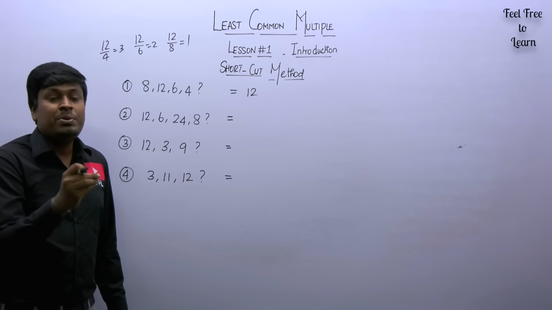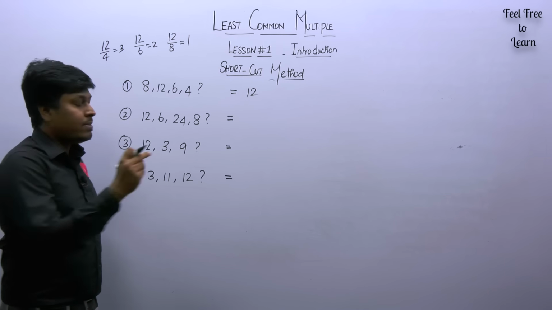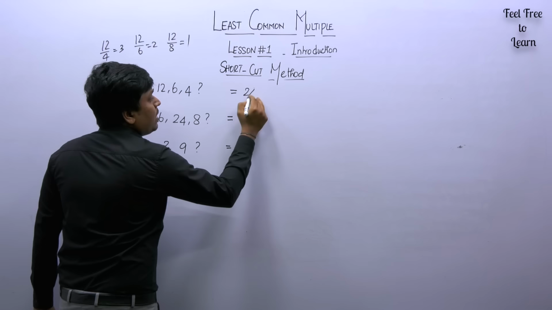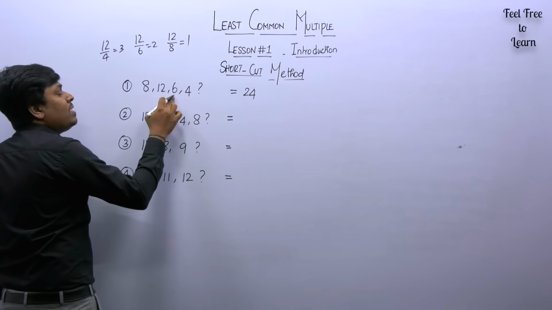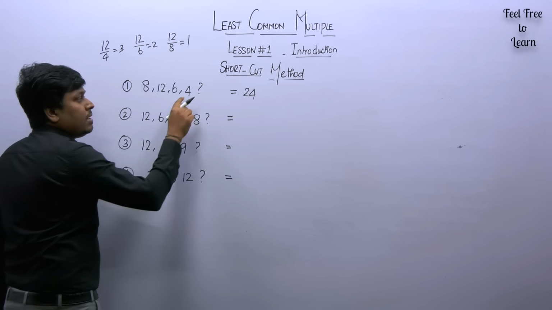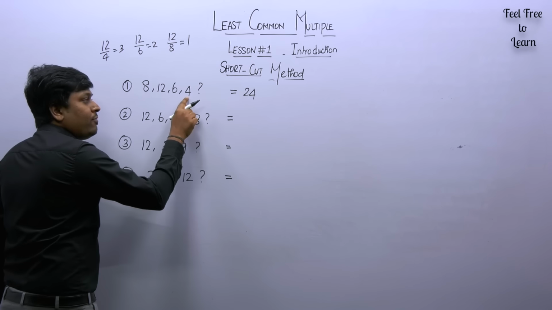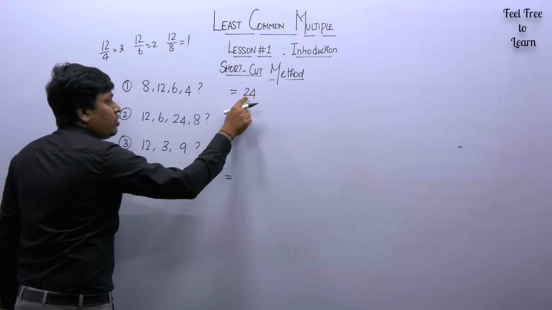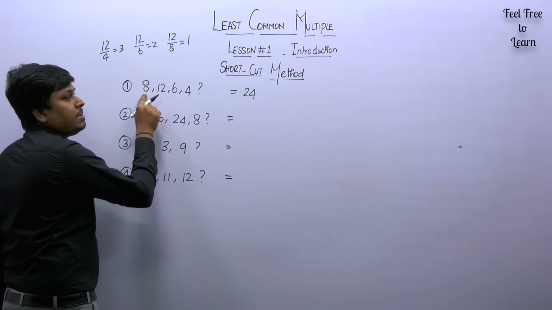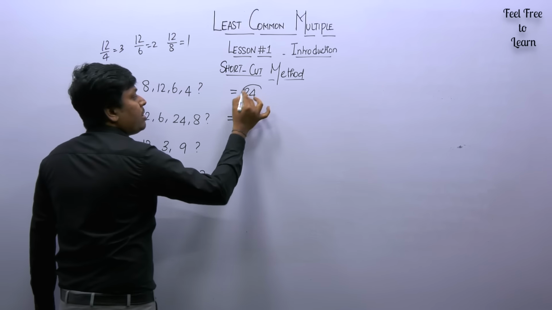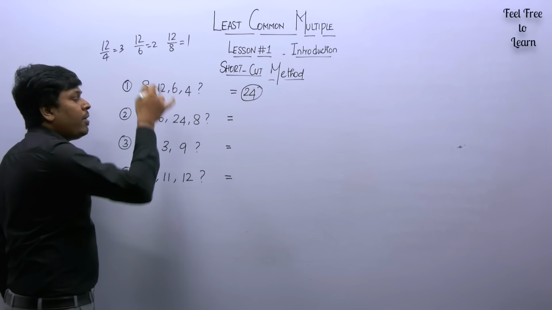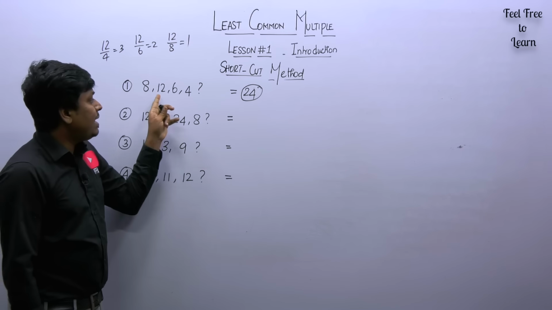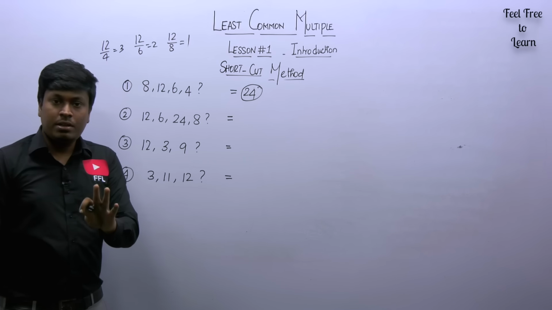Next step, you need to multiply the 12 by 2, right? So 12 into 2 is 24. Now check whether this 24 is divisible by all the remaining numbers. 24 divided by 4 is 6. 24 divided by 6 is 4. 24 divided by 8 is 3. So finally, the number 24 is divisible by all the numbers. So we are saying that the number 24 is the LCM for these numbers. Got it or not, right?